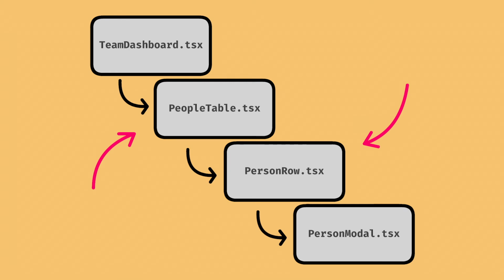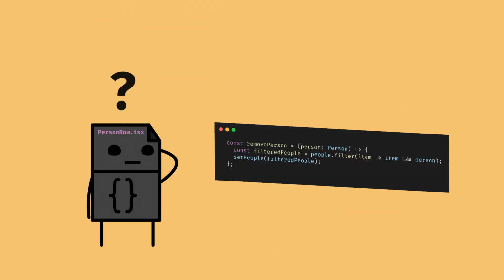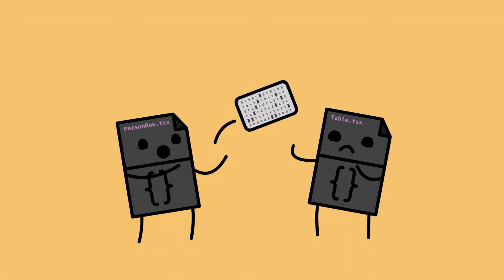Every component we add as an abstraction between team dashboard and person modal will have to get remove person as a property. It would make more sense if each of the components had a reason to remove people, but they don't. They're just playing hot potato with the callback.